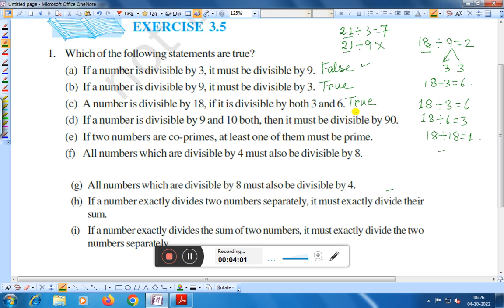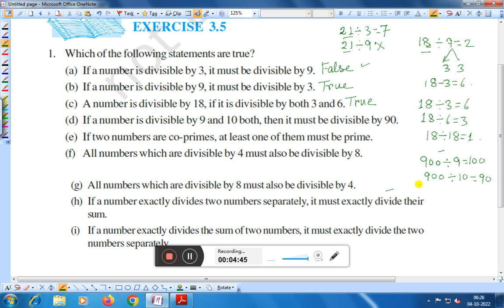Right? Next, D. If a number is divisible by 9 and 10 both, then it must be divisible by 90. Let us take one example. Suppose the number is 900. Now you see, 900 is divisible by 9, that is 100. And 900 is divisible by 10 also, that is 90, right? Then it must be divisible by 90 also.